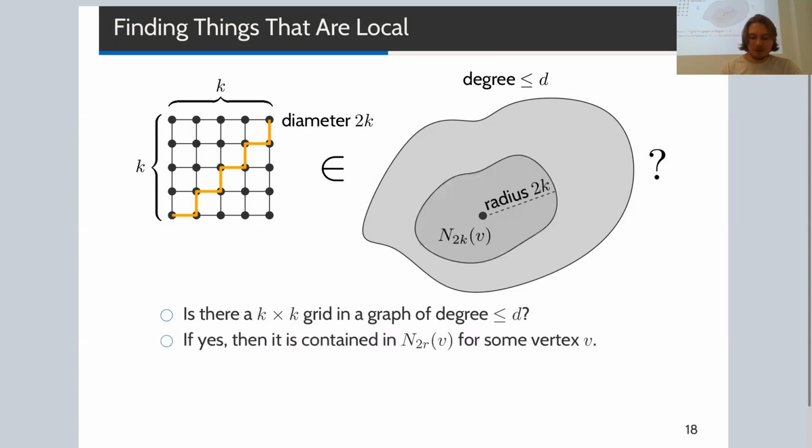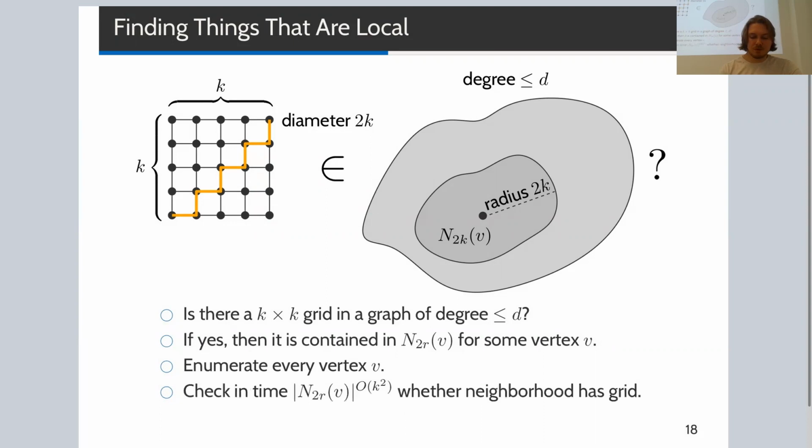And what does it mean? That if we have a Yes instance, if there is a grid, then it needs to be contained in a 2k neighborhood of some vertex v. And we also know that the neighborhoods of every vertex are reasonably small. So within the neighborhoods, we can do a brute force search.